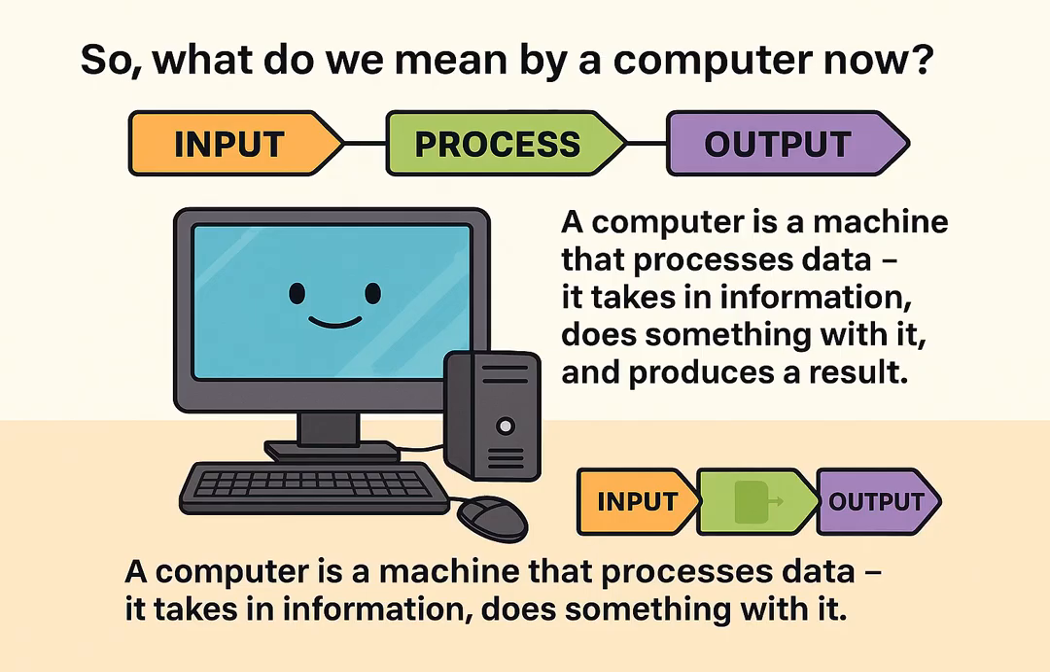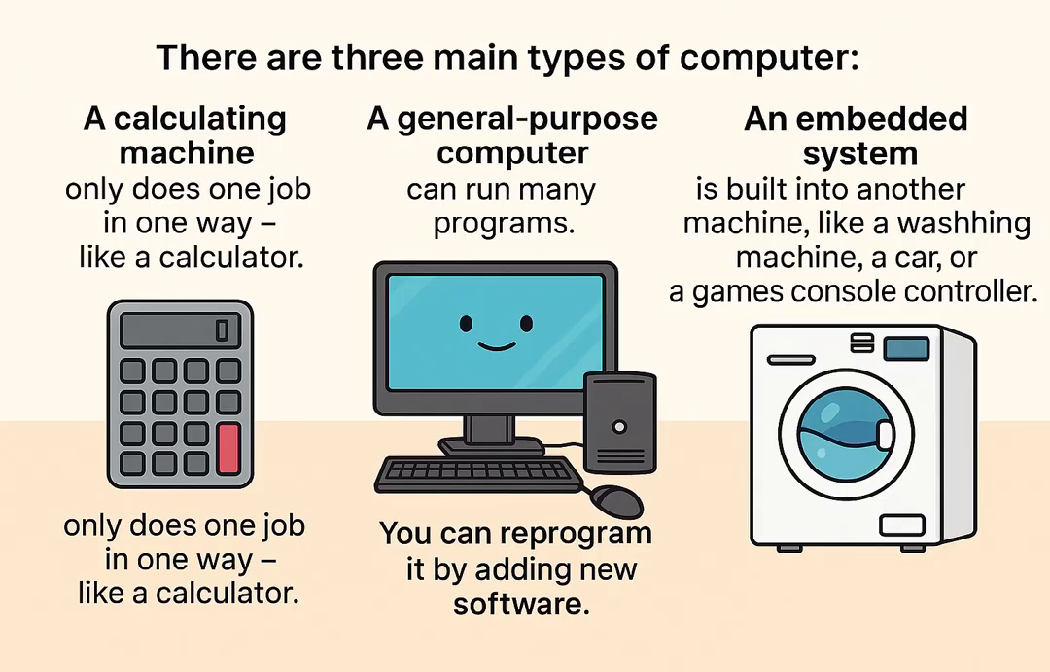A computer is a machine that processes data. It takes in information, does something with it, and produces a result. There are three main types of computer. A calculating machine, which only does one job in one way, like a calculator. A general-purpose computer, which can run many programs.